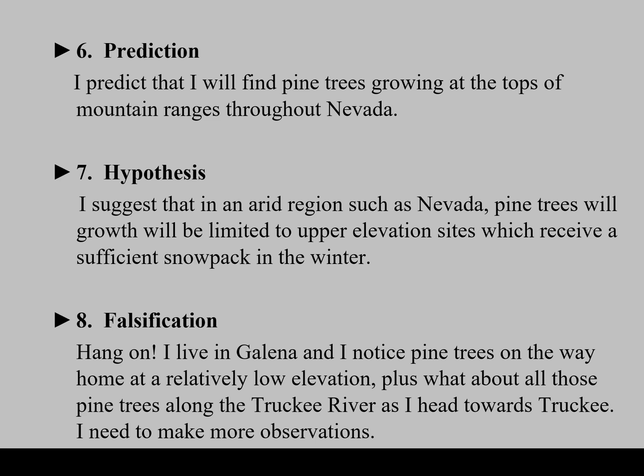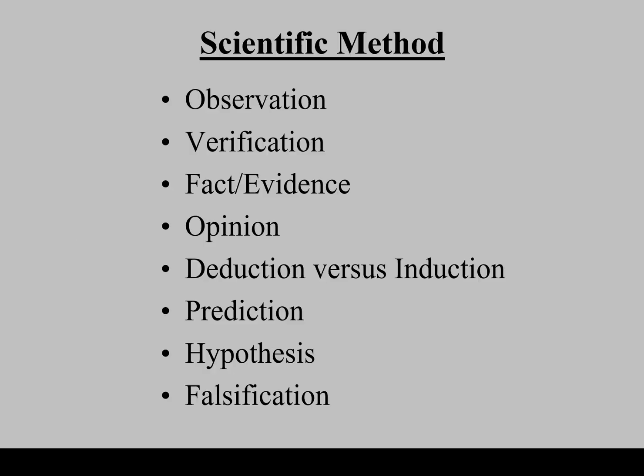Then we also have falsification. Hang on. I live in Galena and I notice pine trees on the way home are at relatively low elevations. Plus, what about all those pine trees along the Truckee River as I head towards Truckee? I need more observations. As you see, these are all examples of the different components that make up the scientific method that allows for a theory to be tested and born over time.